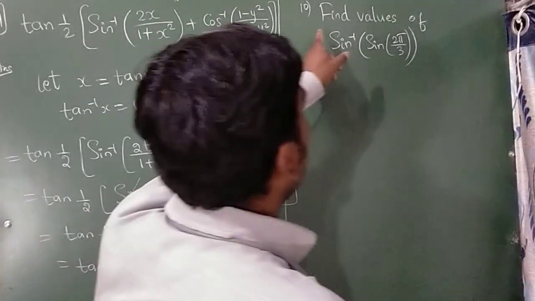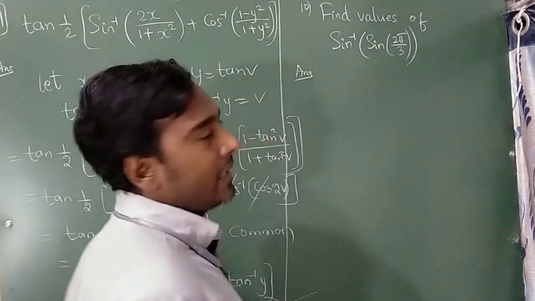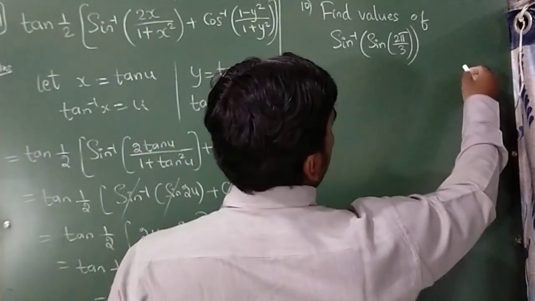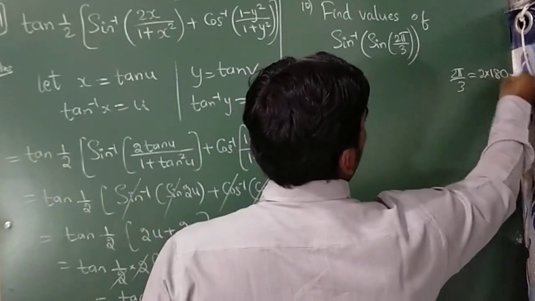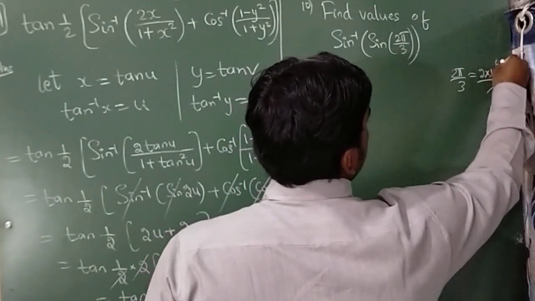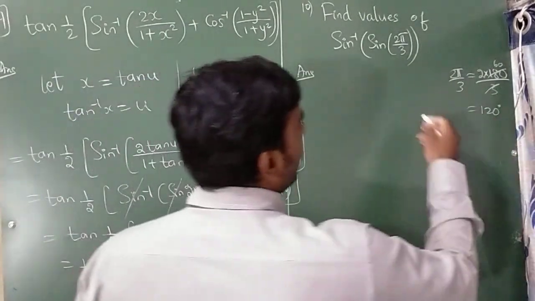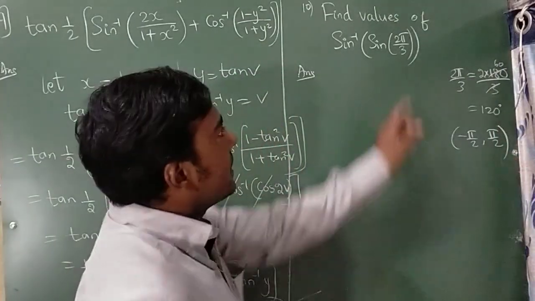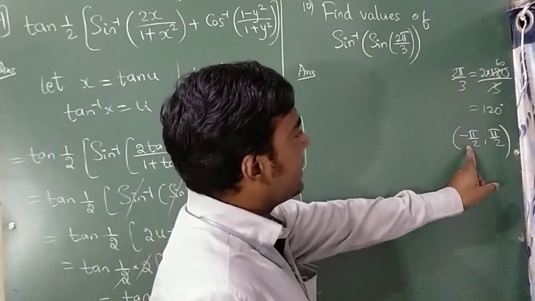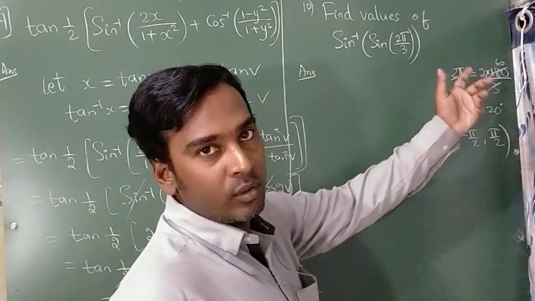Now 10th question. Find the value of sine inverse of sine 2 pi by 3. So here this is out of range. 2 pi by 3 means, 3 ones are 3, 6 twos are 120. So it is 120 degree, which is out of the range. Why is it out of the range? Because the range of sine inverse is from minus 90 degree to plus 90 degree. The given angle is 120 degree. It is out of the range.